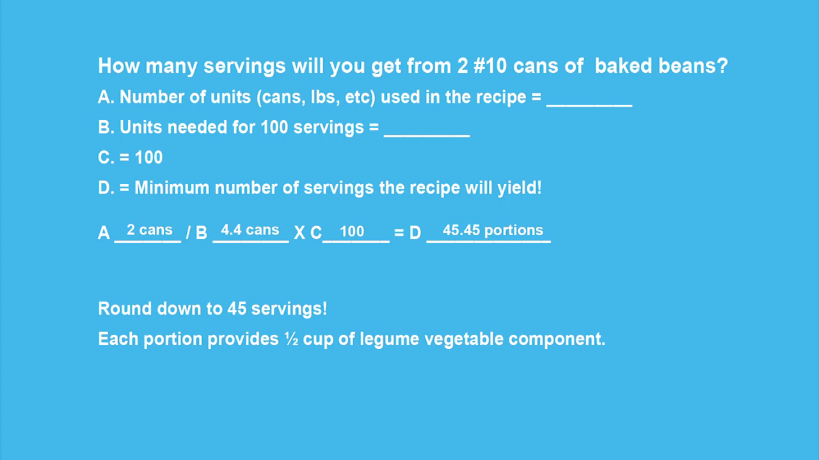Since baked beans may have other non-creditable ingredients such as water, ketchup, brown sugar, or molasses, you will need to yield test to determine the scoop or spoodle size to use to obtain no more than 45 servings from the 2 cans.